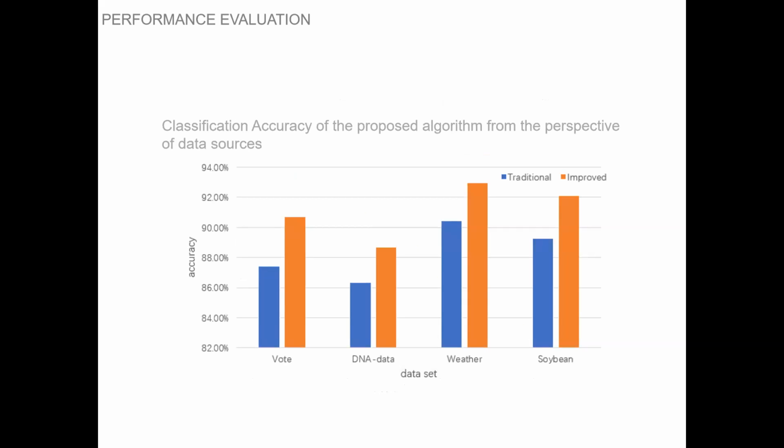In addition, we also verified the robustness of the proposed algorithm from the perspective of data sources. Both weather and DNA datasets are selected for training, and experimental results are shown in the figure. According to the figure, in the case of 4 different datasets, the improved ID3 algorithm proposed has stable classification performance, that is, good robustness. Compared with the traditional method, the improved algorithm also has higher accuracy, which further verifies the performance optimization effect of the algorithm.